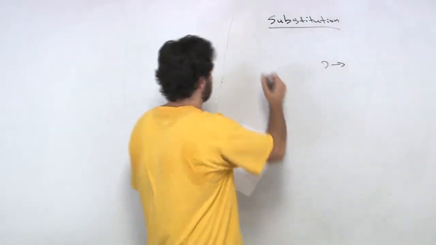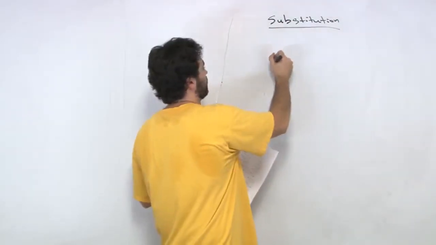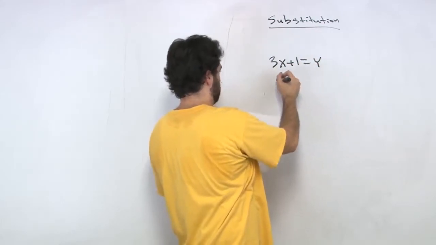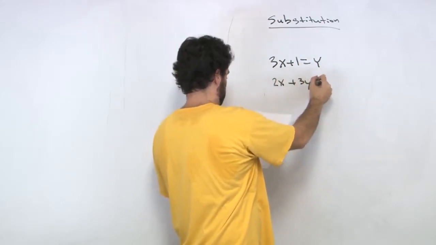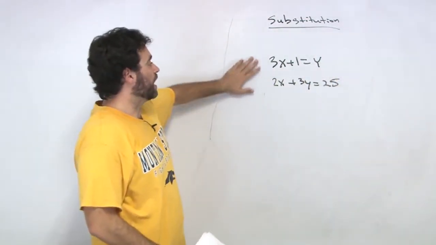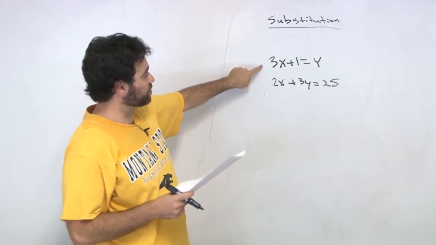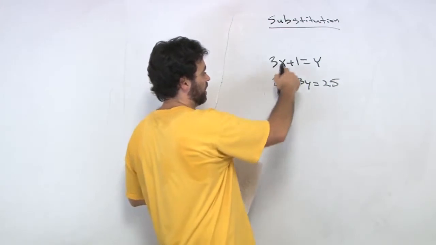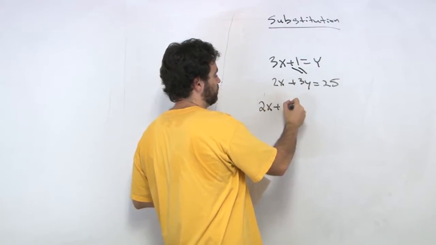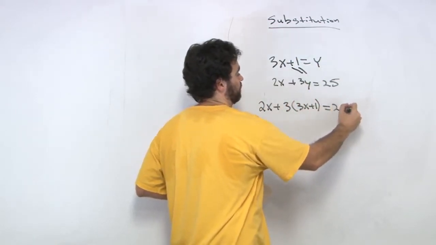Okay, and you know, they always get a little more complicated. So let's do that. Say that 3x plus 1 is equal to y, and 2x plus 3y is equal to 25. Now we have to isolate one of these variables, and we already have them isolated. We know that y is equal to 3x plus 1. So I'm going to replace my y right here with 3x plus 1. So we're going to get 2x plus 3 times (3x plus 1) equals 25.